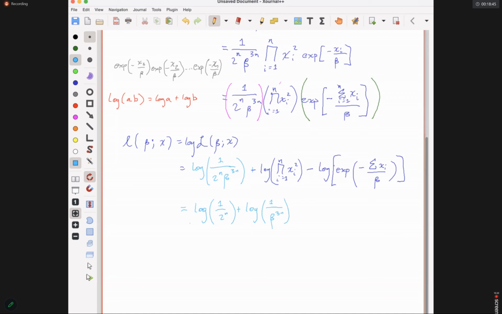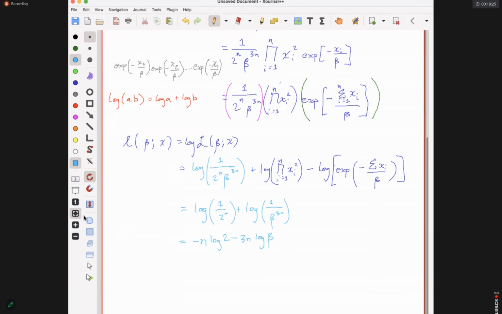And then this is really 2 to the negative n is the 1 over 2 to the n. So I can write this as negative n times log of 2 minus 3n log beta. Does that make sense? Okay.